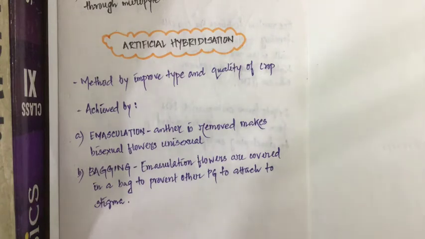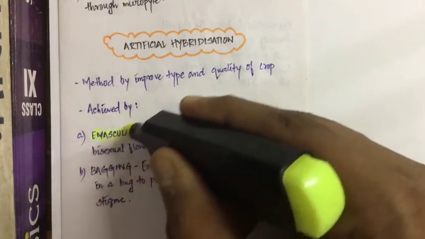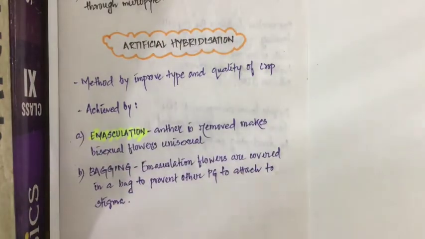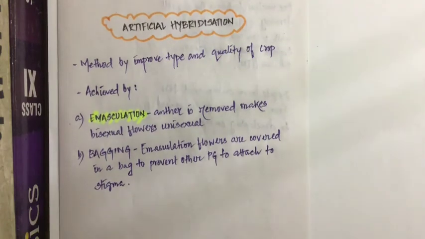How is it achieved? It is achieved by two different processes. One is emasculation and the second one is bagging. What is emasculation? Emasculation is the removal of anther. The anther is removed from bisexual flowers and they are made unisexual. What are bisexual flowers? Bisexual flowers contain both androecium and gynoecium. Now if I remove the androecium from the flower, then the flower contains only the gynoecium. Such a process is called emasculation.